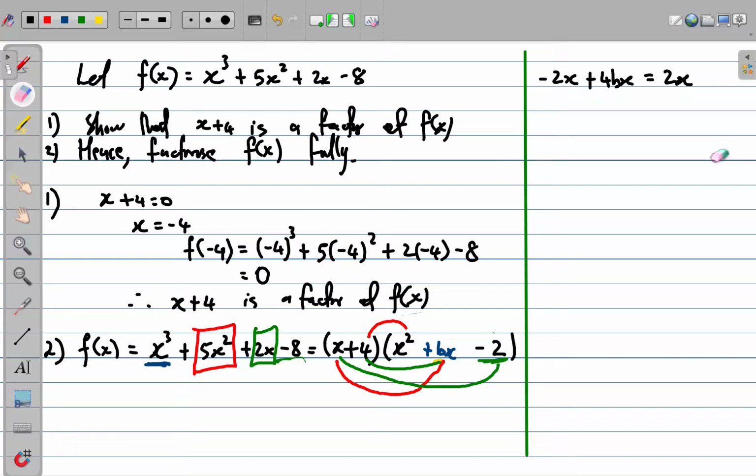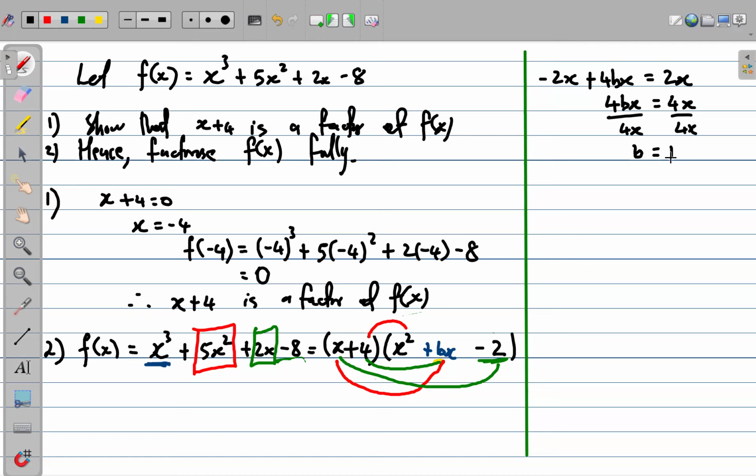Then from here, I will just add like terms. And as you can see, 4bx will equal 4x. Now, I divide by 4x both sides because I'm solving for b. I want to isolate that. And clearly, b is equal to 1.